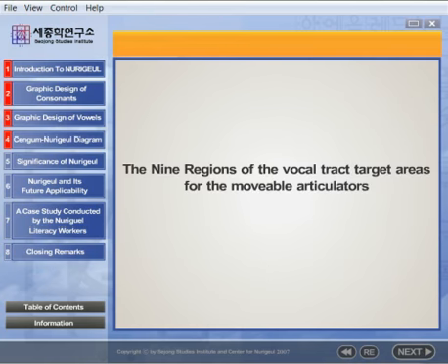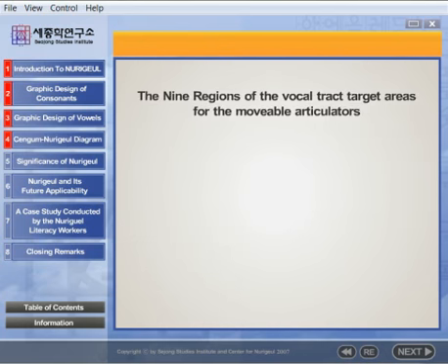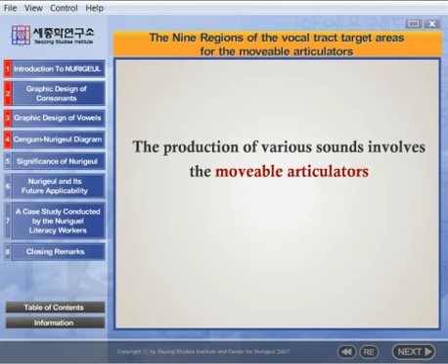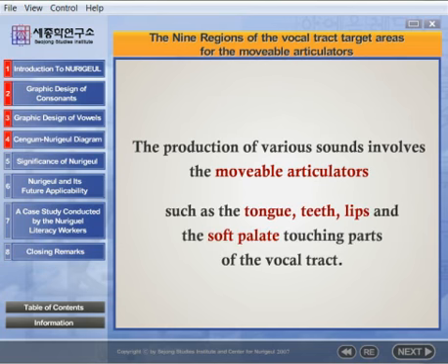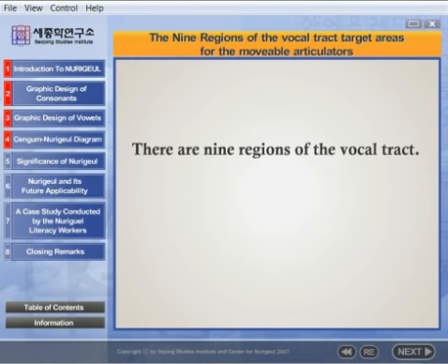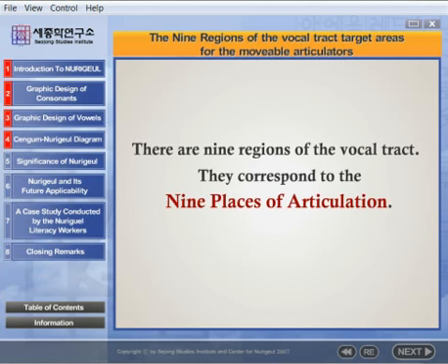The 9 regions of the vocal tract: target areas for the movable articulators. The production of various sounds involves the movable articulators, such as the tongue, teeth, lips, and the soft palate touching parts of the vocal tract. There are 9 regions of the vocal tract. They correspond to the 9 places of articulation.